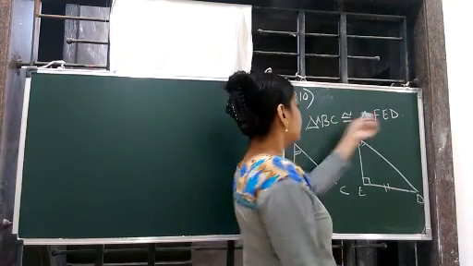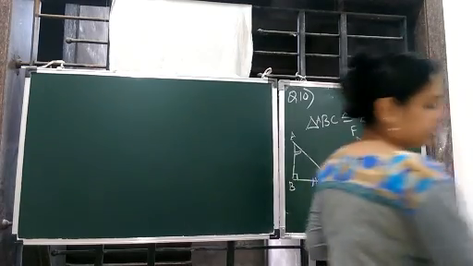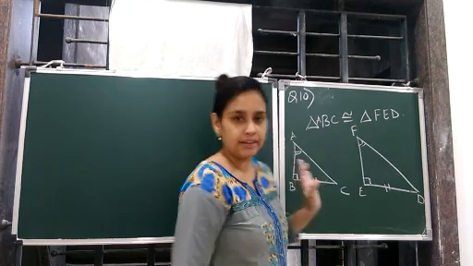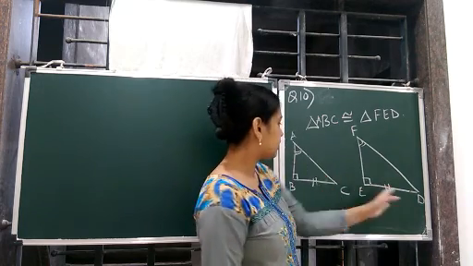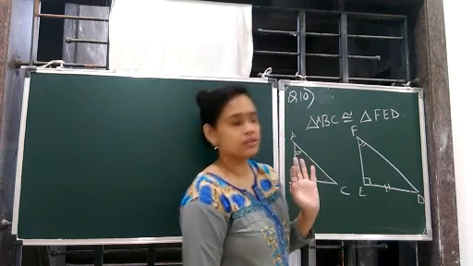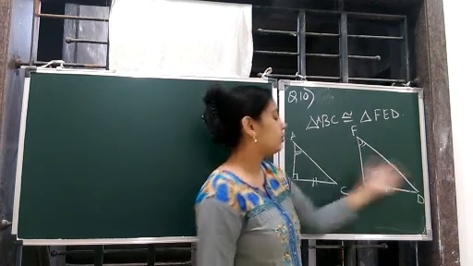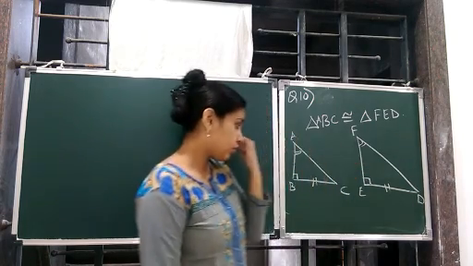We have to prove that ABC is congruent to FED. That means we have to use the congruency rule. Here we cannot use side because only one side is given equal. We cannot use RHS. Why? Because for that the hypotenuse has to be equal, and the hypotenuse is not equal.